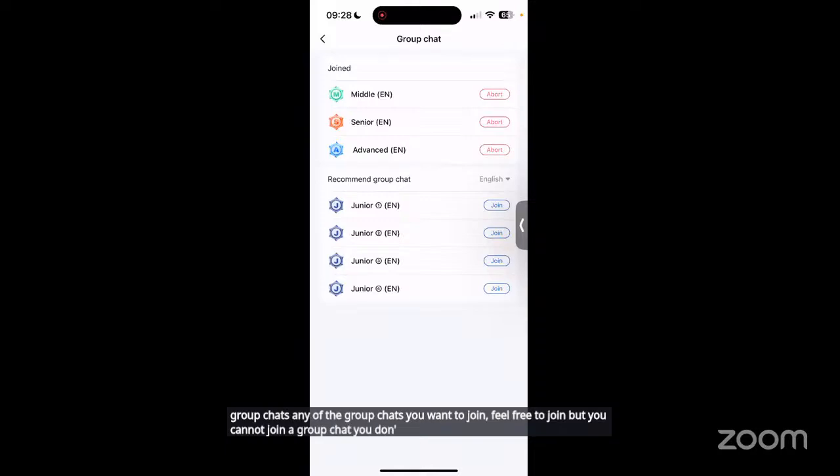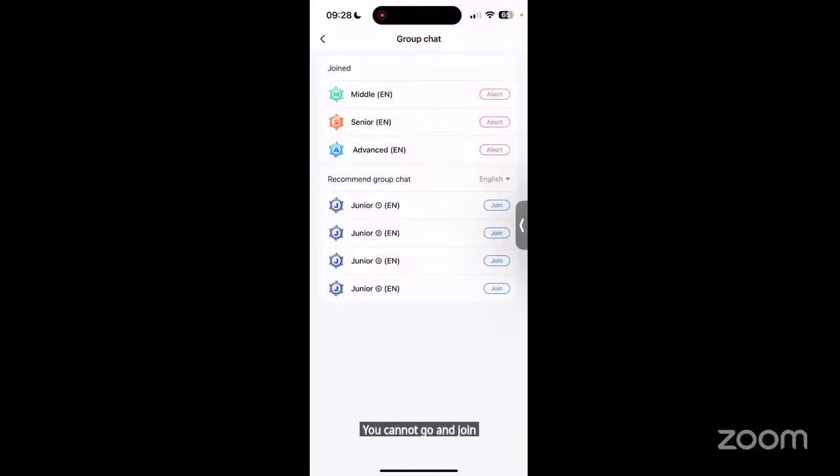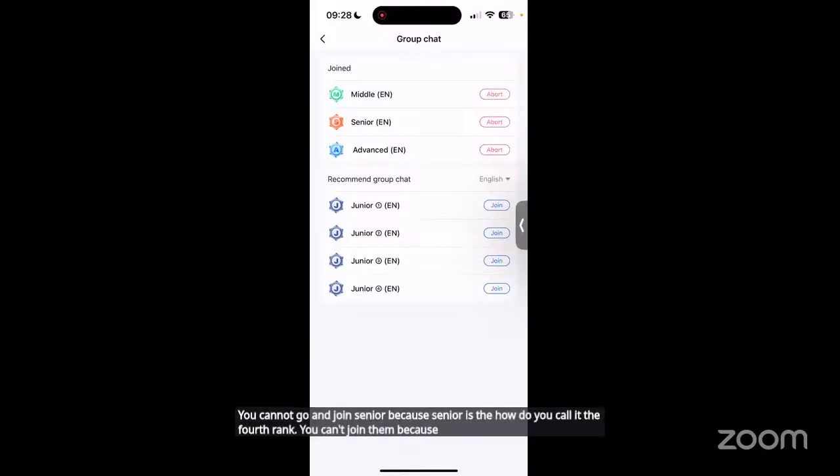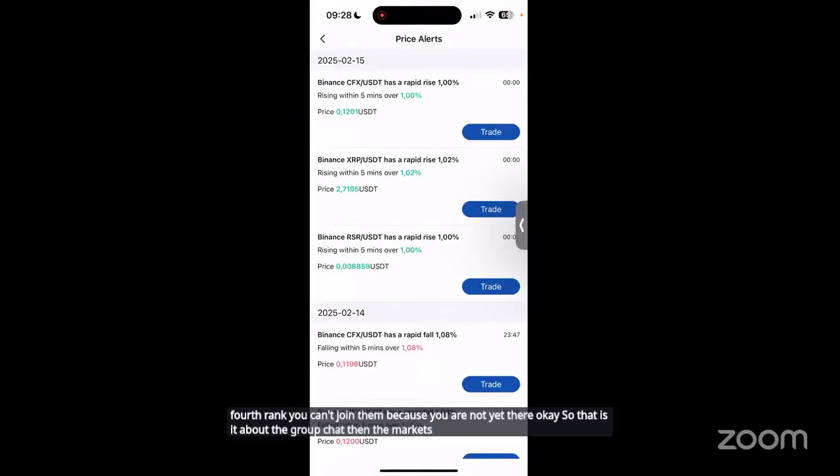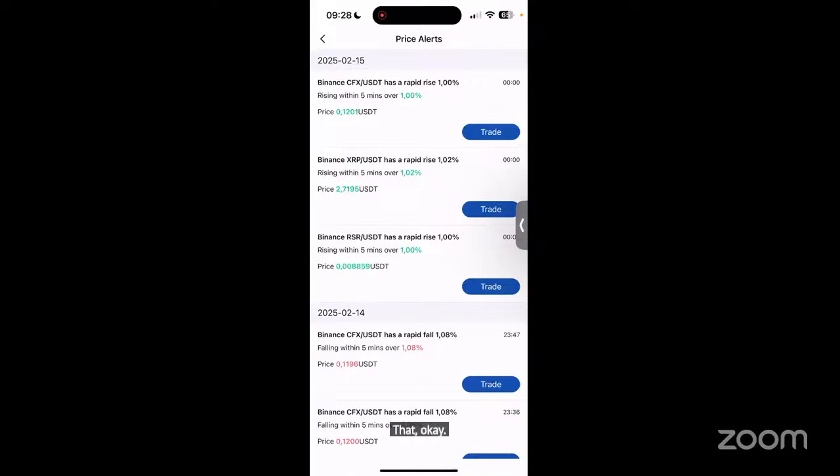If you're on the first rank, that is the junior, you cannot go and join senior, because senior is the, how do you call it, the fourth rank. You can't join them because you are not yet there. Okay. So that is it about the group chat. Then the markets. You'll be able to see the alerts that, okay, this market is up, this market is down. The price alerts I made mention about.